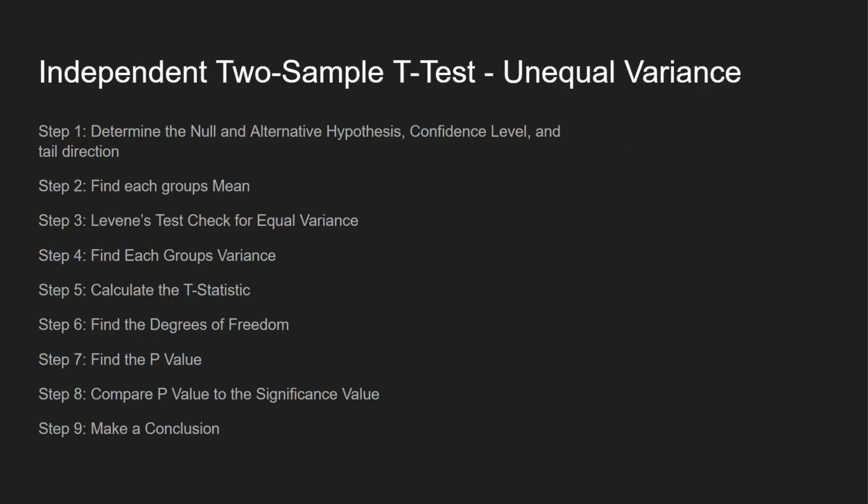So here are the steps on how to look at a two-sample T-test with unequal variance. Step 1, determine the null and alternative hypothesis, confidence level, and the tail direction. Step 2, find each mean. Step 3 is Levene's test. Since we know Levene's test tells us the variances are unequal, we have to find the variance of each group, calculate the T-statistic, find the degrees of freedom, find the p-value, compare the p-value to the significance level, and then make a conclusion. Very similar to equal variance, except now we have to find each group's variance, and then we're going to use a different formula for the degrees of freedom. Sorry, it's a little more complicated.